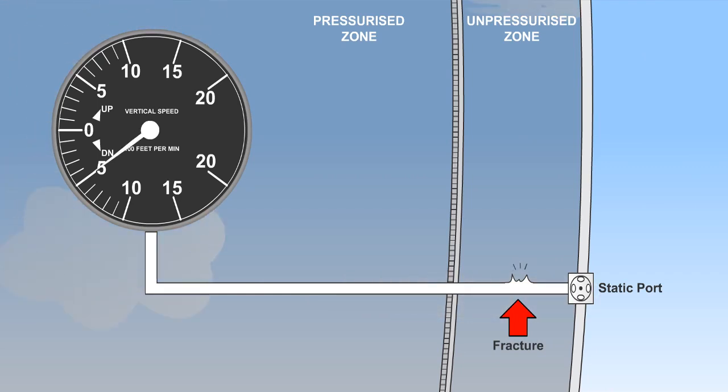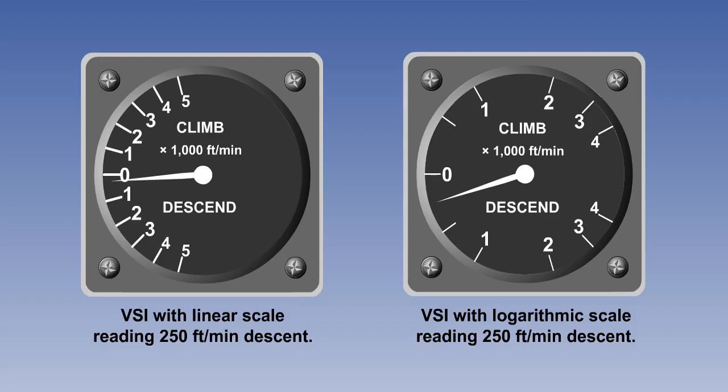Pressure fluctuations in the static line may result in transient pressure errors, but the effect will be small. There are two basic types of display for the instrument dial. The display on the left uses a linear scale to show the rate of climb or descent.